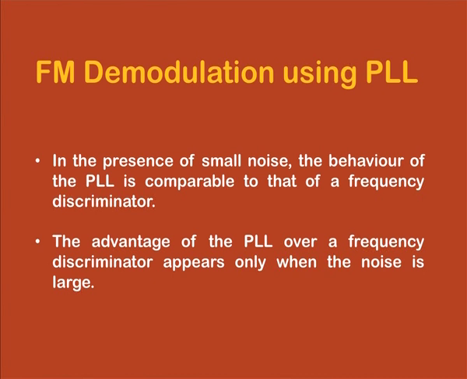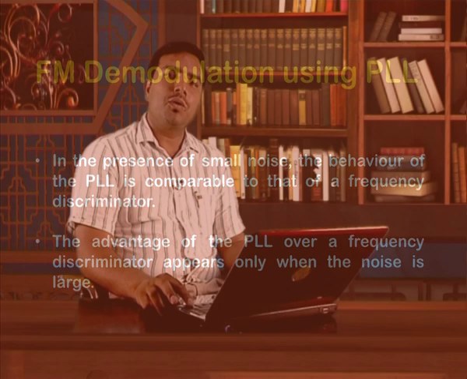The performance of this PLL based method is similar to the slope or balanced slope detector for scenarios where the noise is not very high. So, with small noise, the PLL and frequency detectors using a slope detector are going to have similar performance. PLL gives much improved performance when the noise power increases. So, it has an advantage in lower signal to noise ratio conditions.